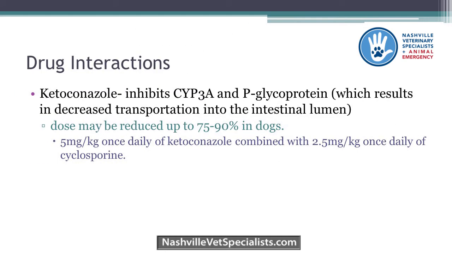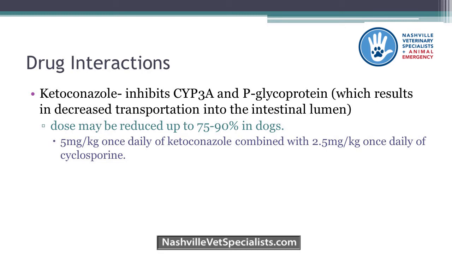Maybe the most important one to talk about increasing blood levels is ketoconazole. It inhibits the cytochrome P450. It also inhibits P-glycoprotein, which is the one that pumps it into the intestinal lumen. So you have decreased pumping of that, so you're going to have even higher levels. So you can actually reduce your dose of cyclosporin up to 75 to 90% of the time. The dose would be your normal dosing for keto, so 5 mg per kg per day. And then you can start with 2.5 mg per kg of cyclosporin.